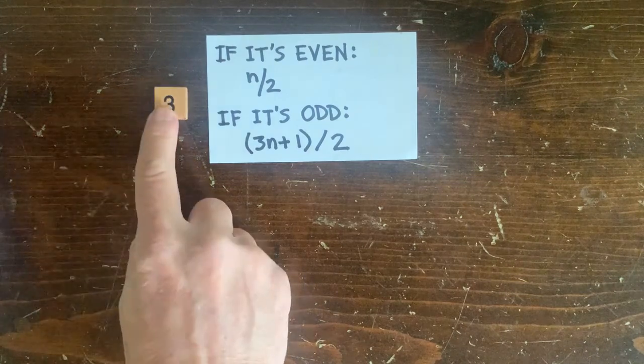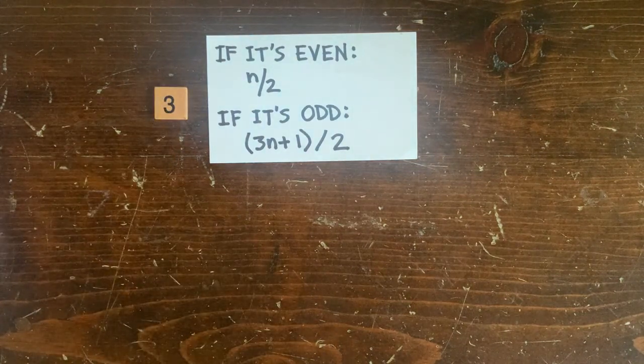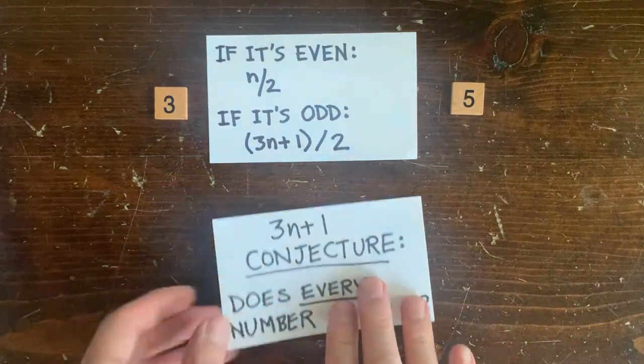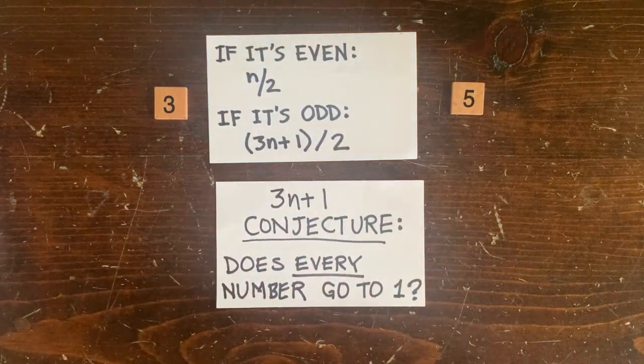The 3n+1 problem says start with n. If n is even, cut it in half. If n is odd, multiply by 3, add 1, and cut that in half. Then repeat. The conjecture says no matter what number we start with, we'll eventually wind up at 1.